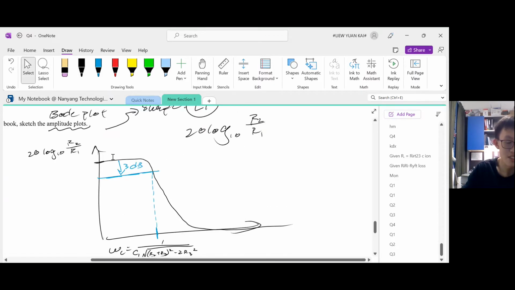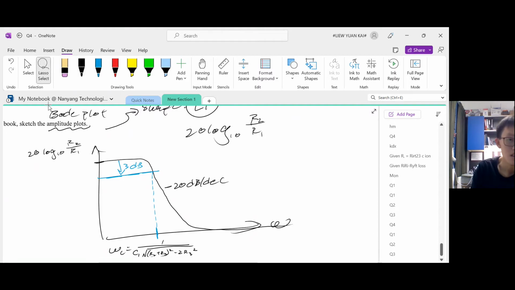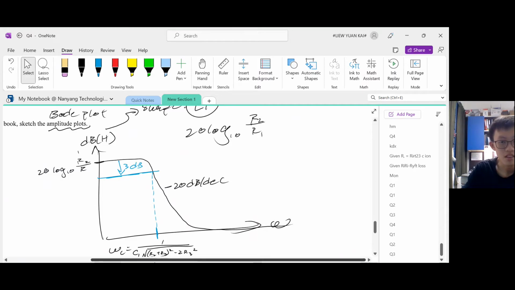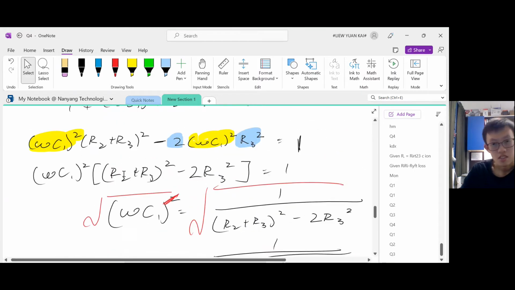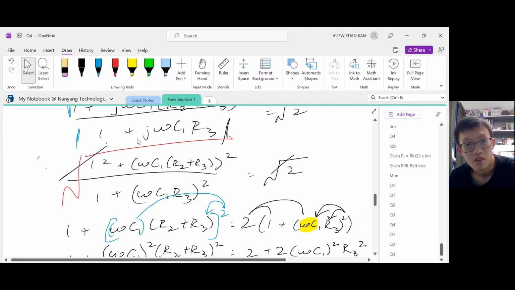And the low pass filter, you have your maximum gain, the drop off at 3 dB. Oh yeah, and I forgot to label this as minus 20 dB per decade. And this is your omega axis. If you want to know, this is your decibel version of your gain. Okay, that's it. That's all the questions of this paper.